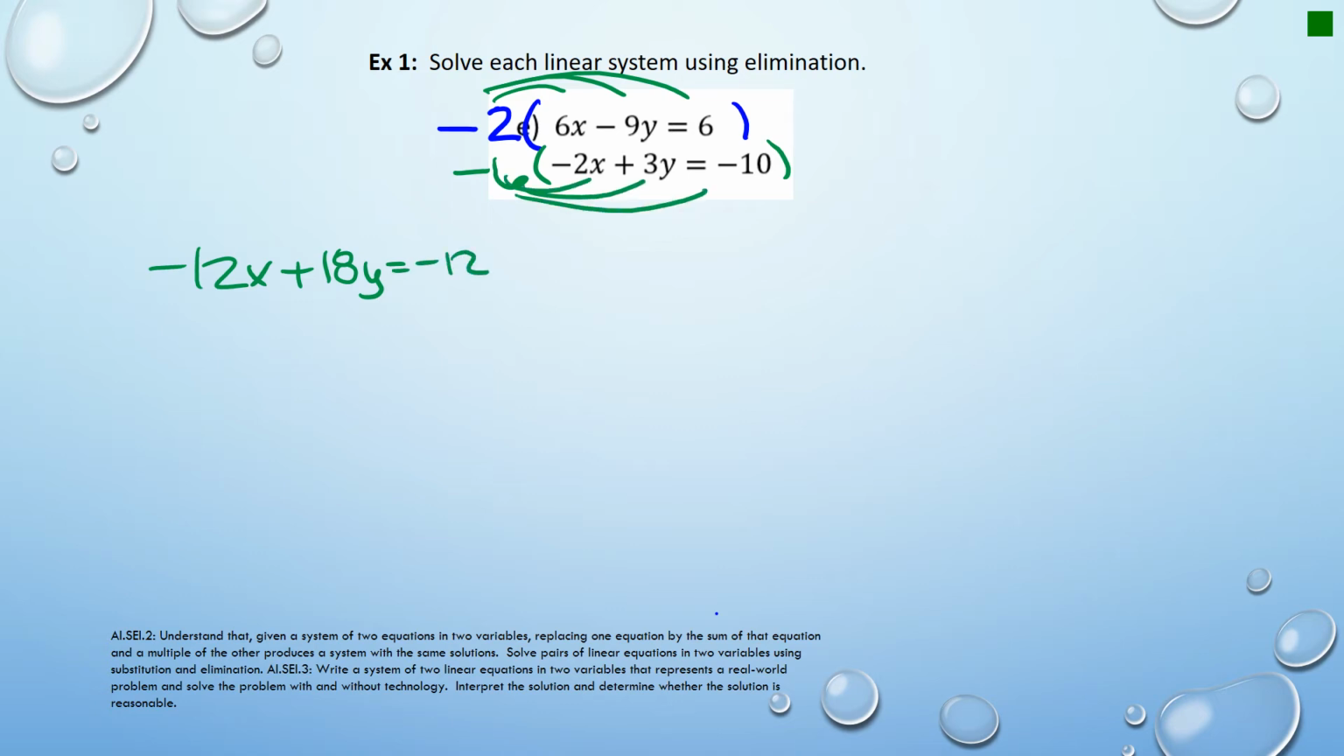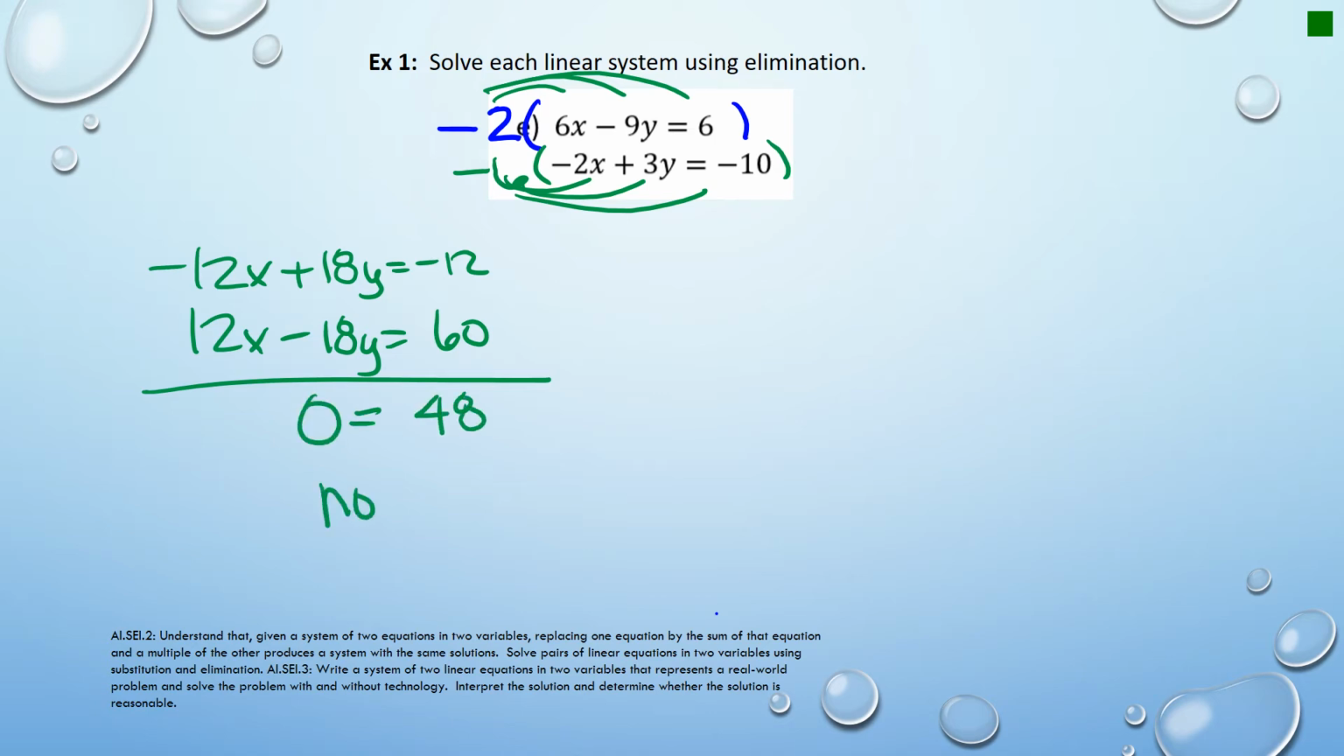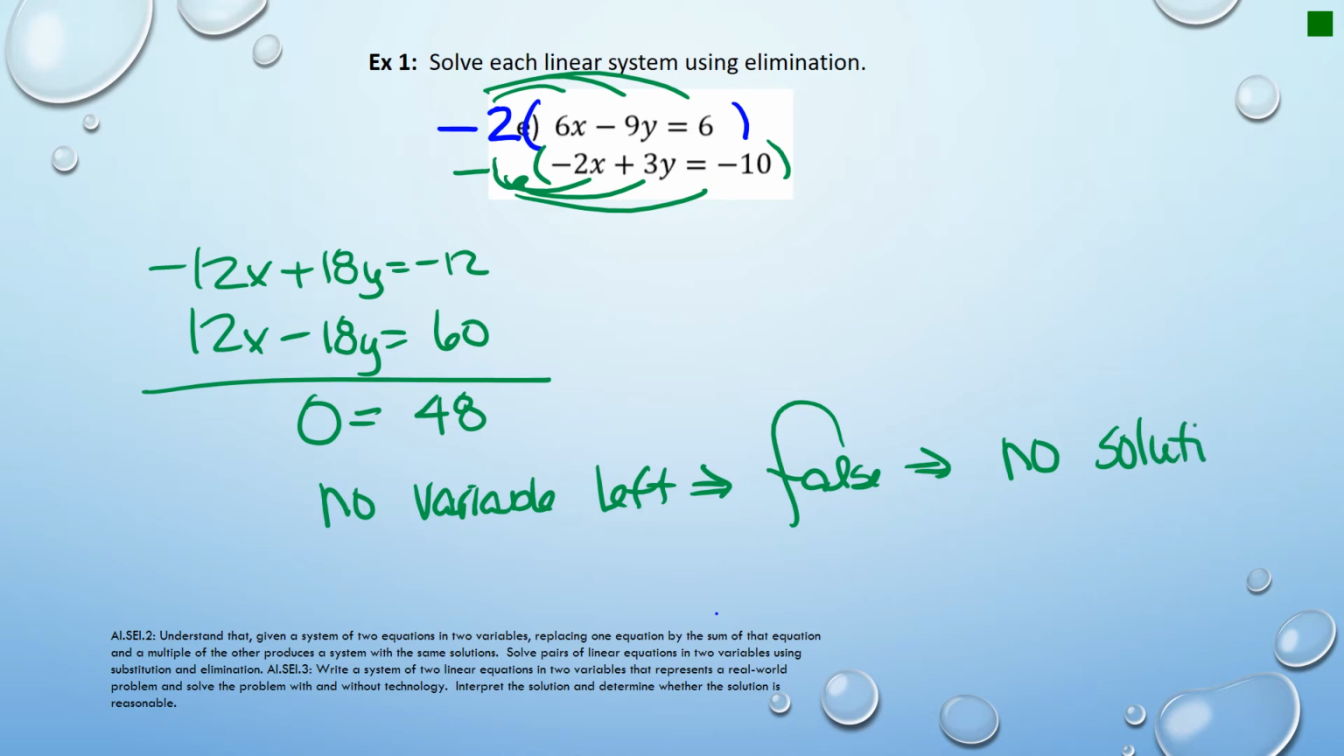Distribute. 12x minus 18y equals 60. Watch your positives and, oh, look, we get 0 equals 48. There is no variable left. It is false. 0 does not equal 48. Therefore, we have no solution. Okay, I think that gets a happy face because we didn't have to do too much work.